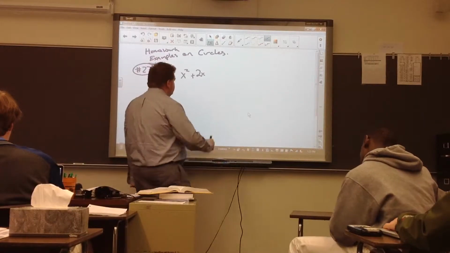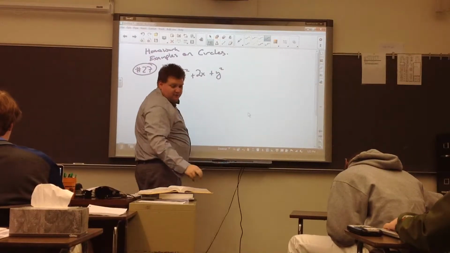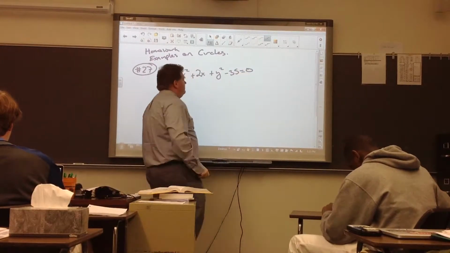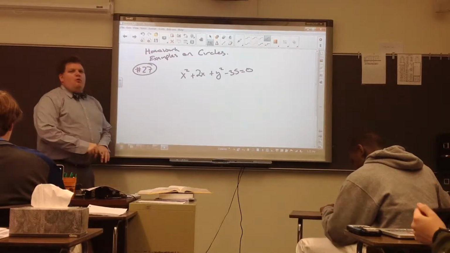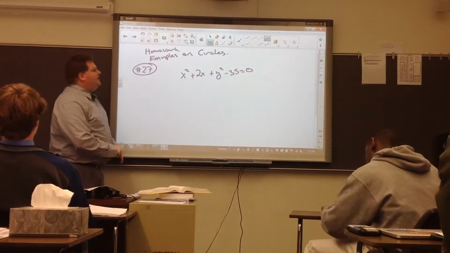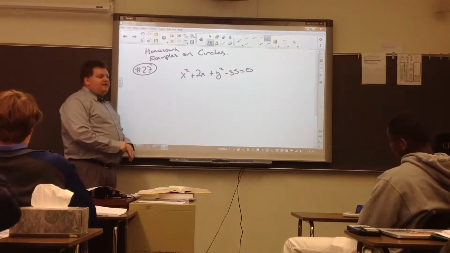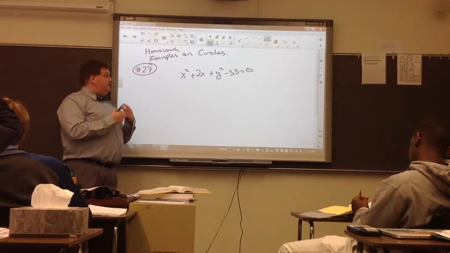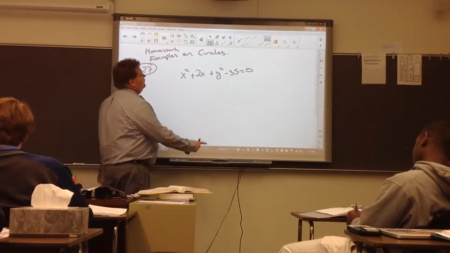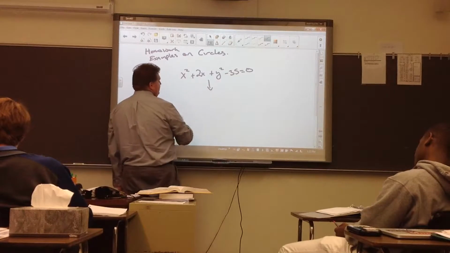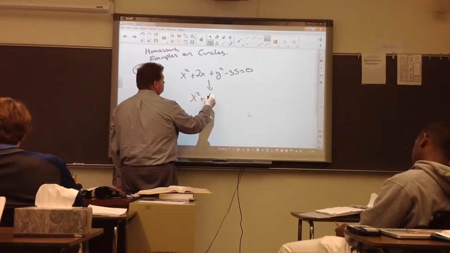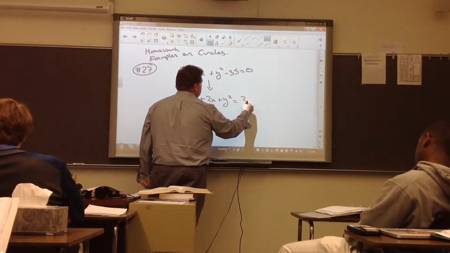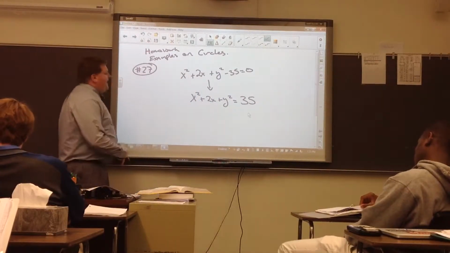Okay, so x squared plus 2x plus y squared minus 35 is equal to 0. That's my equation. What I always want to do first is clean it up. I want to get all my x's and y's grouped together, and everything that's not an x or a y moved to the other side of the equation. This one has very nicely already been grouped together for me, so all I have to do is move the 35 over. I'll do that as my first step. Okay, so that's my first step.